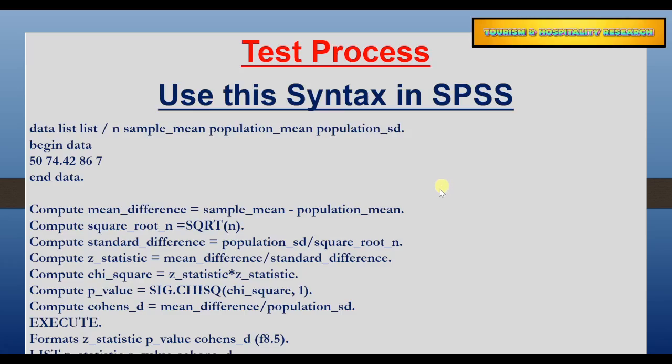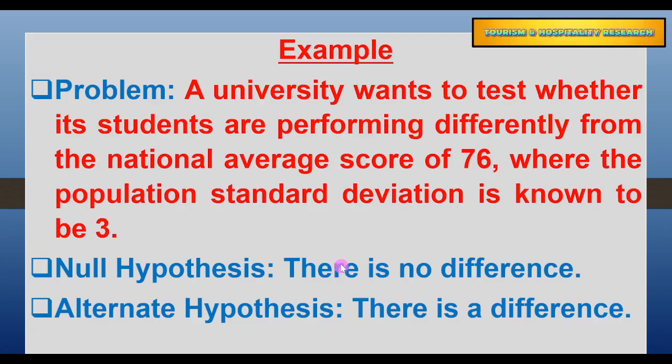This is the syntax command which we will be using in SPSS. Herein you can see what is this 50. 50 is the sample size in this case. 74.42 is the mean of the sample. 86 is the mean of the population. And 7 is the standard deviation of the population, which is given to us. So we have to just enter these values in the syntax. You might like to copy this syntax for your use and then enter these values.